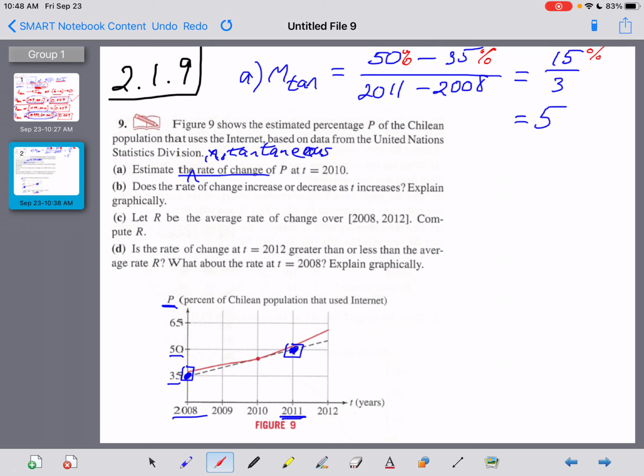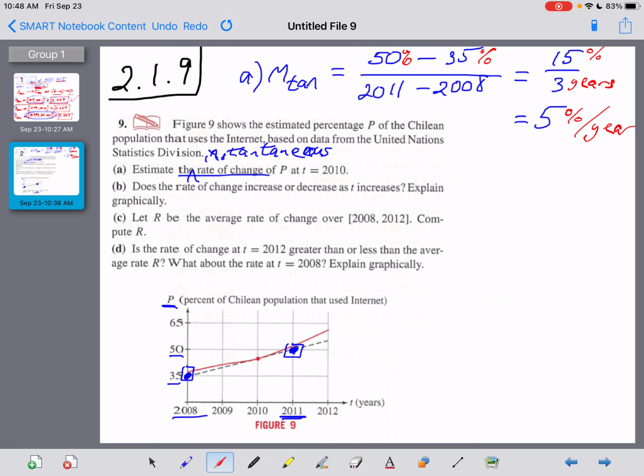Over how long of a period of time? 2011 and 2018 were years. So over a period of 3 years, our percentage of our population using the internet went up by 15%. So what we actually found right here is an average growth of 5% per year. It didn't exactly work like clockwork, but roughly, on average, another 5% of our population started using the internet each year from 2008 to 2011.